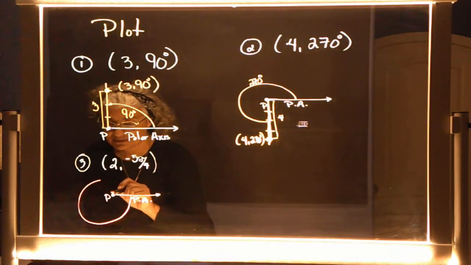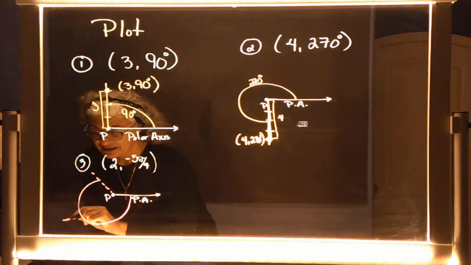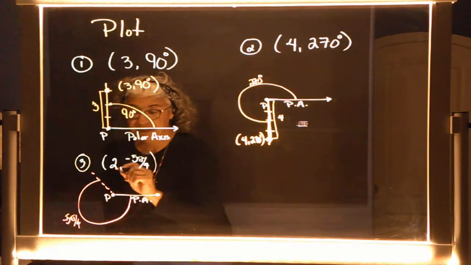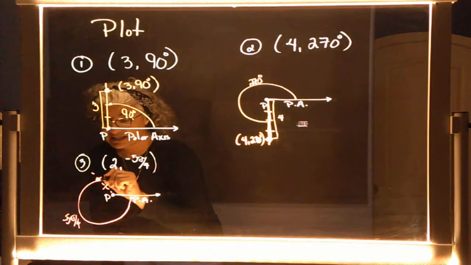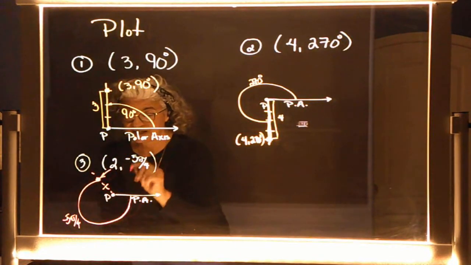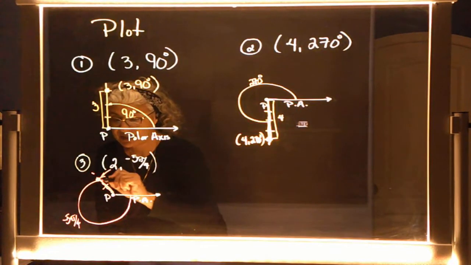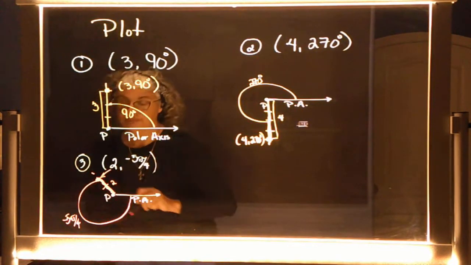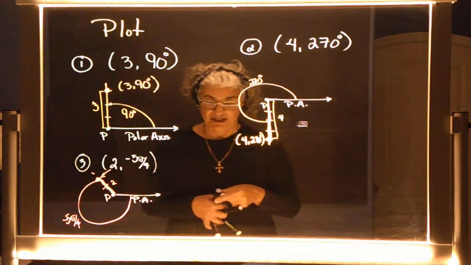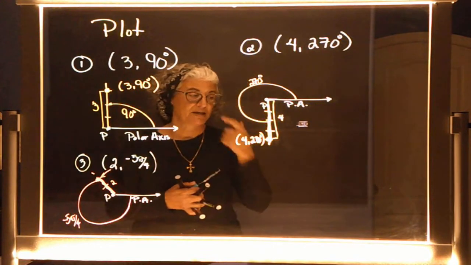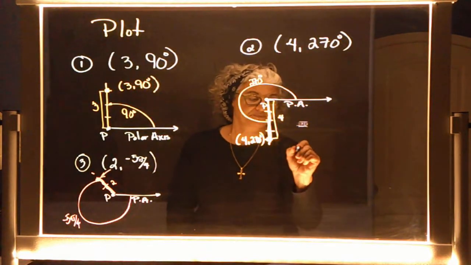So this is negative 5 pi over 4. And it has a distance of 2. So right here is the point 2, negative 5 pi over 4. And right here is a distance of 2 from the pole to where the point ends up. Good? Okay, hopefully you're getting the hang of it. Got another one for us.